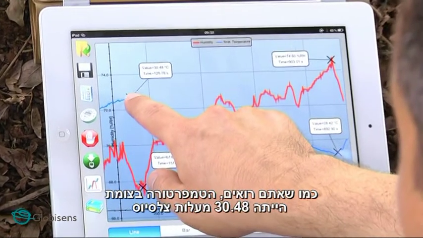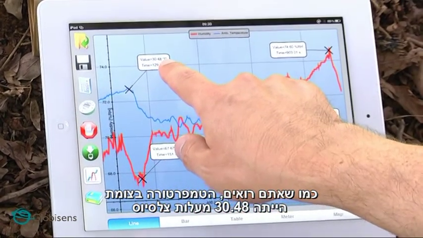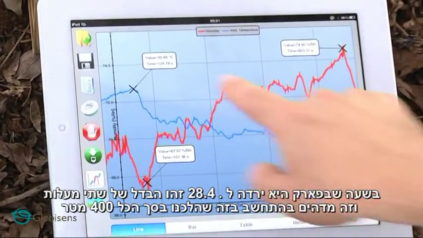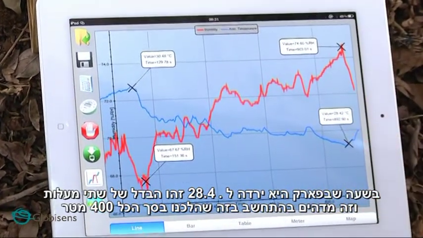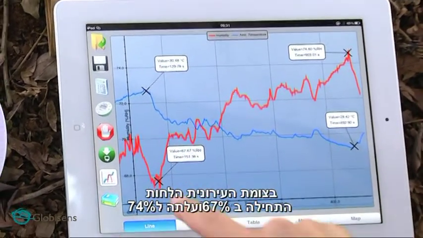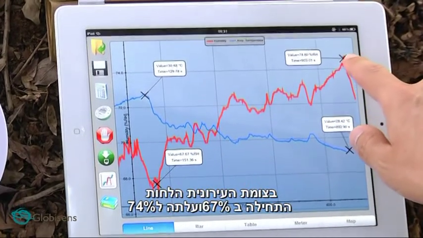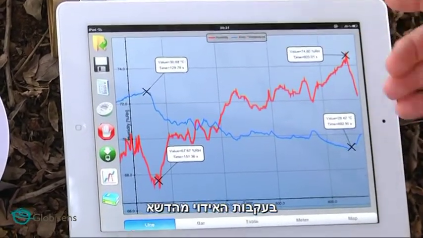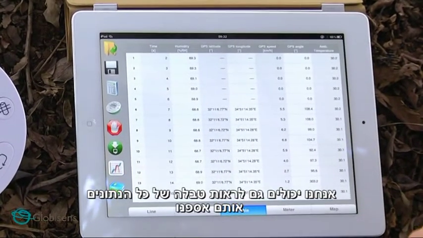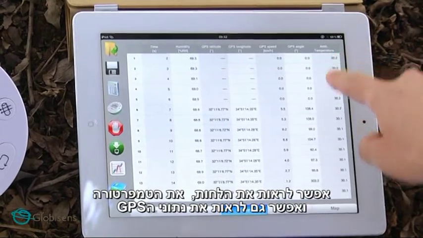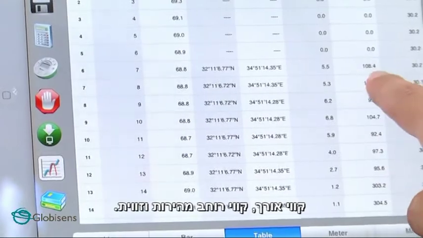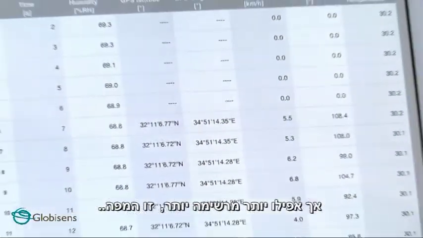As you can see, the temperature in the city junction was 30.48 degrees Celsius, while in the park it went down to 28.4. This is 2 degrees difference, which is amazing for just 400 meters of walk. The humidity started at 67% in the city junction, went up to 74.6 due to evaporation from the grass. We can also see a table of all the data we have collected. You can see the humidity, the temperature, but also the GPS data: longitude, latitude, speed and angle.